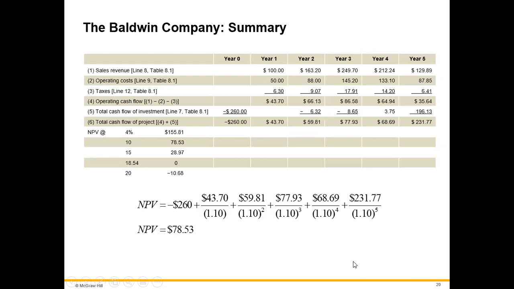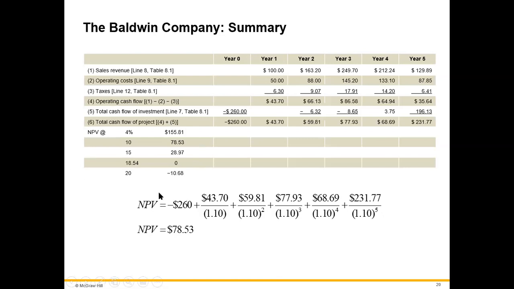So that's how we get to the incremental cash flows. Now, you know the rest from prior chapters. Calculate the net present value. Take the initial investment, negative 260, and then determine each cash flow's present value. So in year 1, of course, it would be 4370 divided by 1.10. But in year 2, 5981 divided by 1.10 to the second power because our discount rate is 10%.